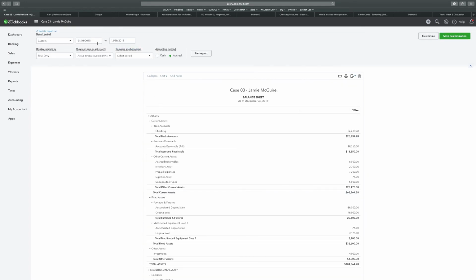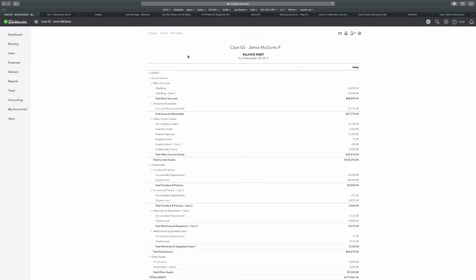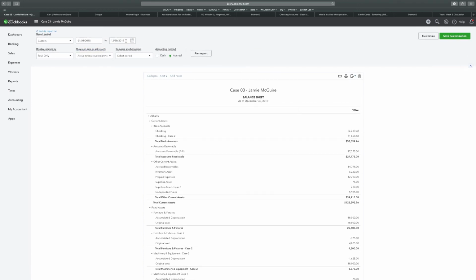Now, if I go to a different date range, and I can't go to a date range, I have to go to a different ending date. And I'm going to do 12/30 of 19, which would be case 1 and case 2 combined. This works just like your trial balance does. The first number doesn't mean anything, but the last number does.